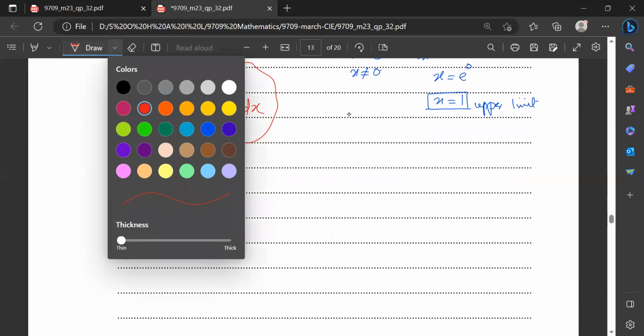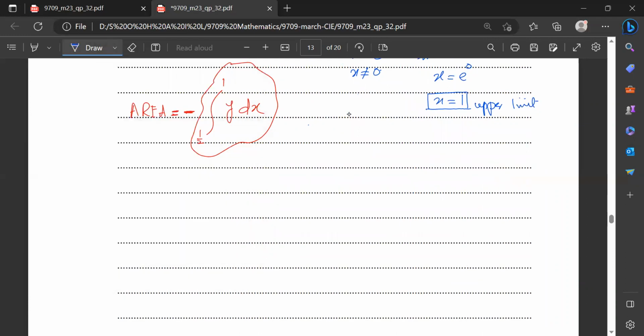So here, area, negative sign because area is below the x-axis. Now minus y dx, x cube natural log of x from 1 over 2 to 1 dx.